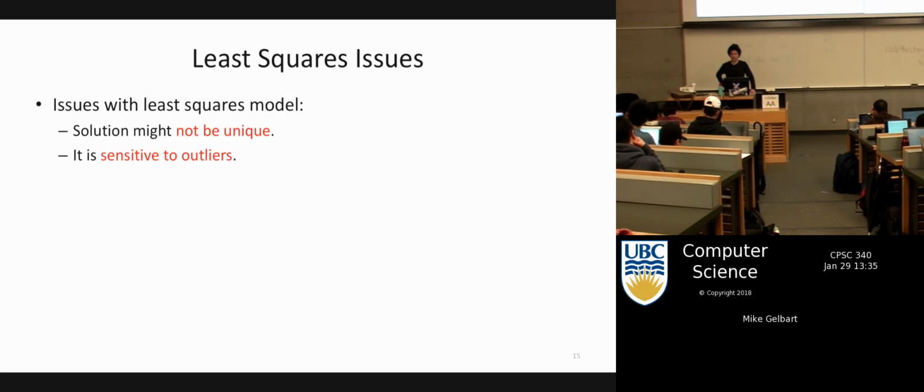Another question is outliers. I would call issue number 1 an optimization issue. The solution is not unique, and we don't know which one our optimizer is going to return to us. If we want to deal with that, we may need to fiddle around with our model or with our loss function. This outlier issue is an issue of the loss function.